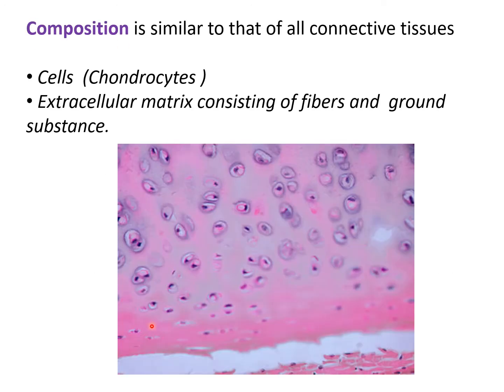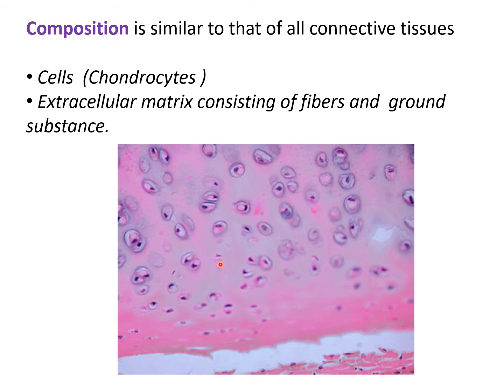Like the other connective tissues, the cartilage consists of cells. These are the specialized cells of cartilage known as chondrocytes. And you can see that these chondrocytes are not lying in close apposition to each other, but are separated from each other by this pinkish substance, which is the ground substance, which is basically the extracellular matrix, which consists of the ground substance as well as fibers.